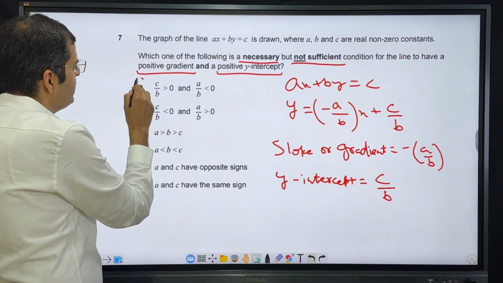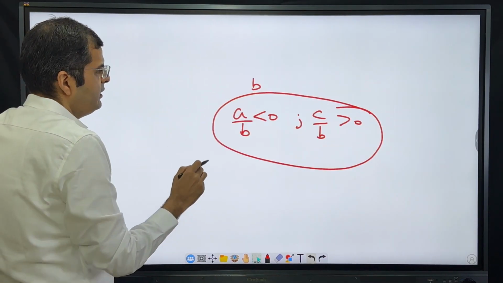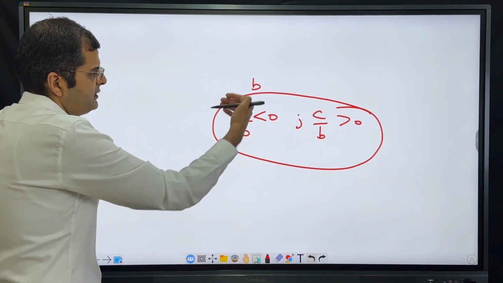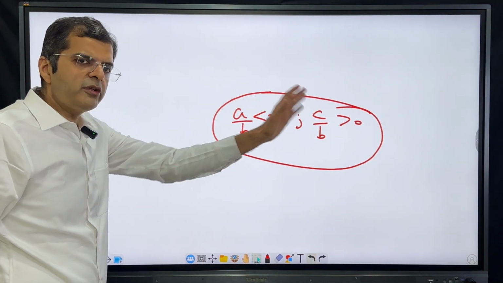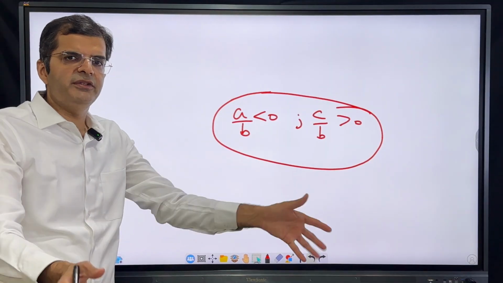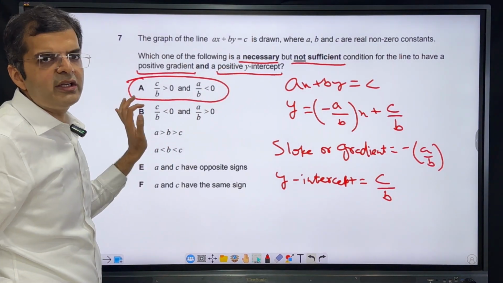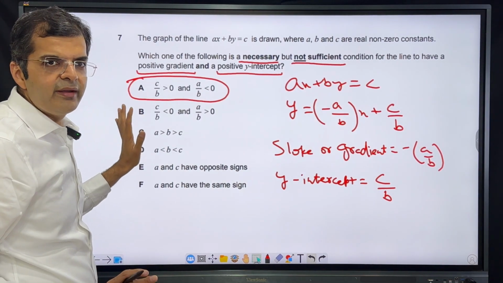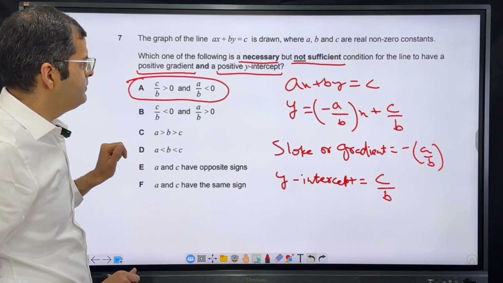So now if I look at the first one, C by B is greater than 0 and A by B is less than 0. This actually gives this, that A by B is less than 0 and C by B is greater than 0. So if both of them are true, that means this is a necessary and sufficient condition both. So if it is both necessary and sufficient, it is not correct here. Because I only want necessary but not a sufficient.